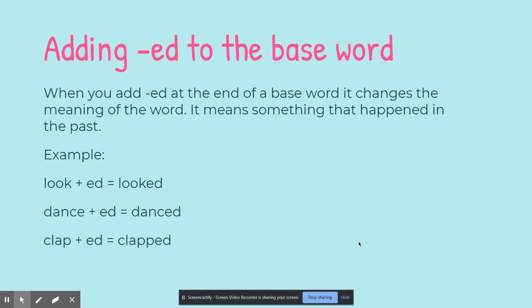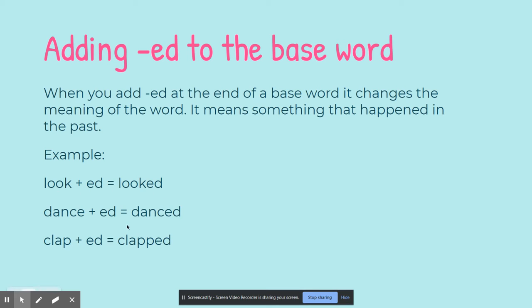Now, adding ed to the base word. So when you add ed at the end of a base word, it changes the meaning of the word. It means something that happened in the past. For example, we have the base word look. And if you add ed at the end, it looks like this. Looked. Sarah looked at Henry. This means that Sarah already looked at Henry. This happened in the past, right? So she already did that. She already looked at Henry. It happened in the past.